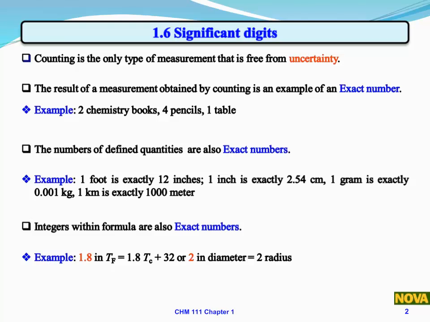Counting is the only type of measurement that is free from uncertainty. The result of a measurement obtained by counting, such as 12 books on a shelf or 500 sheets of paper in a ream, are exact values. The numbers of defined quantities are exact numbers. Examples of defined quantities are 1 foot is exactly 12 inches, 1 inch is exactly 2.54 centimeters, 1 gram is exactly 0.001 kilograms and 1 kilometer is exactly 1,000 meters. Integers within formulas are also exact numbers.